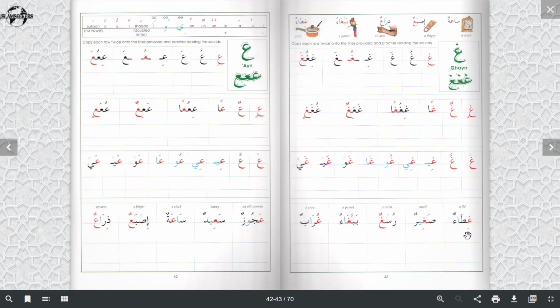Line 4. Listen to and repeat the Arabic words. A lid. Ghita'un. Small. Saghirun. A wrist. Rusghun. A parrot. Babbara'u. A crow. Ghurabun.